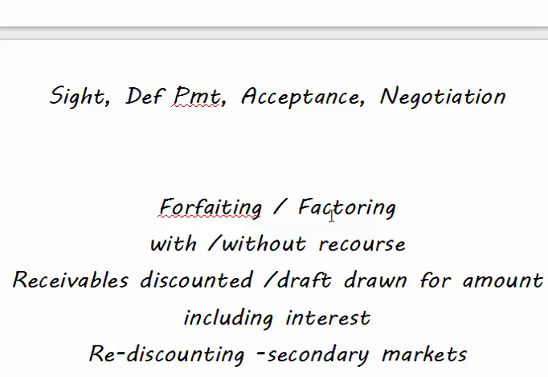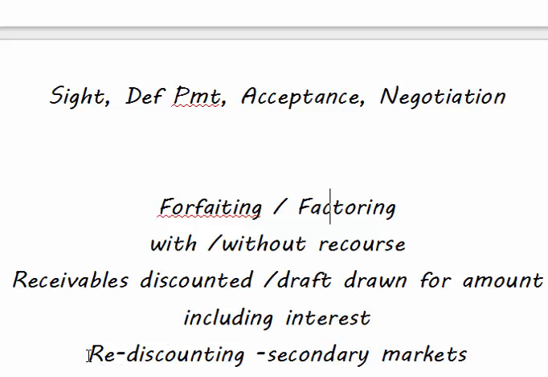Now, these receivables could be discounted. That is, if $100 is due to the supplier, the supplier will get 90. This is called receivable discounted. Or the supplier will get 100, but a draft will be drawn for 110 on the buyer, and the buyer will have to pay 110, the 10 being the interest for being permitted supplier's or buyer's credit for this 90-day period or whatever. So this drawing of a draft for a higher amount or discounting it for a lower amount is there.